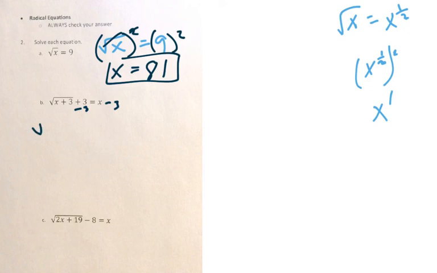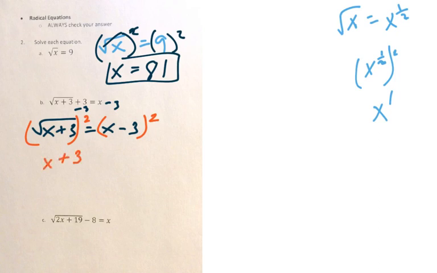So we get the square root of x plus 3 equals x minus 3. Now, we want to undo the square rooting on the left-hand side, so we're going to square both sides. This square root will cancel with the squaring, so on the left-hand side, we're left with x plus 3. But on the other side, we actually have to square this binomial. So that's going to give us x squared minus 6x plus 9.